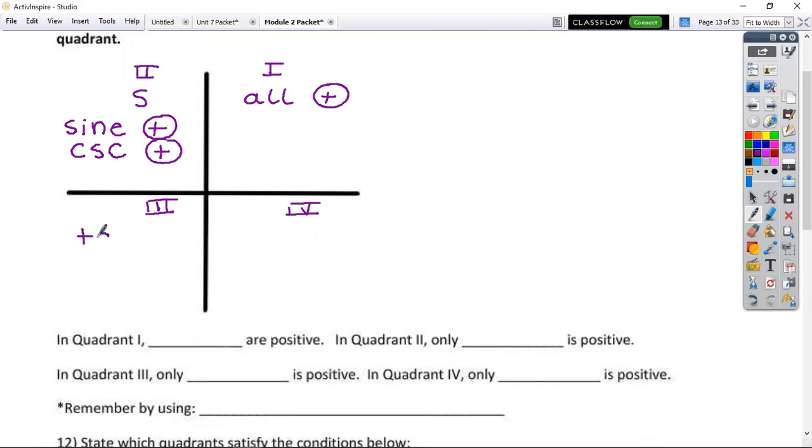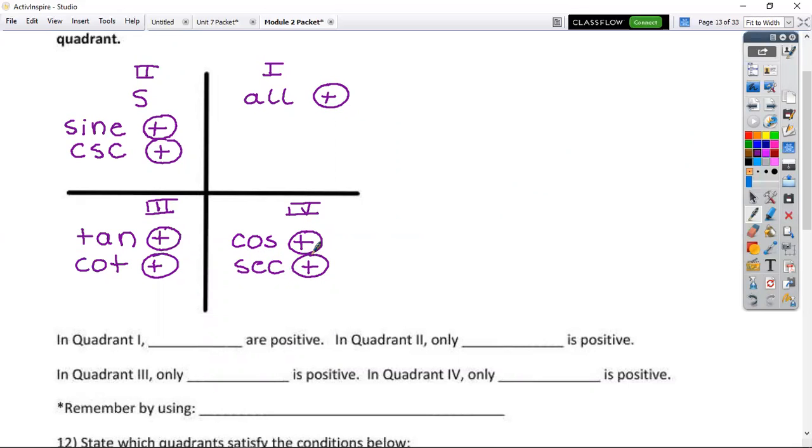Next quadrant. Who remembers? Tangent. And what goes with tangent? Cotangent. Good. Last but not least, which ones are positive in the fourth? Cosine and secant. Excellent. Cosine and its friend secant. So reciprocal function goes with it. Everything else is negative in those places.